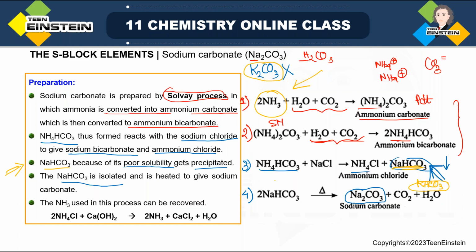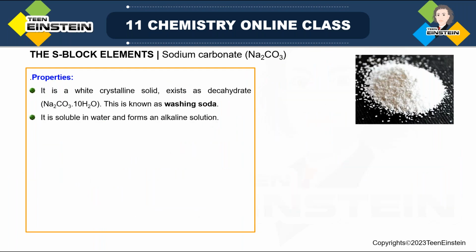How? See, if you look at the third step, this ammonium chloride, if you treat this ammonium chloride with calcium hydroxide, you can get back this ammonia, and this ammonia you can again use as starting material. That is, you can follow the same process again. So it can be recovered. Fine. So this is the preparation part of sodium carbonate. Next, properties.